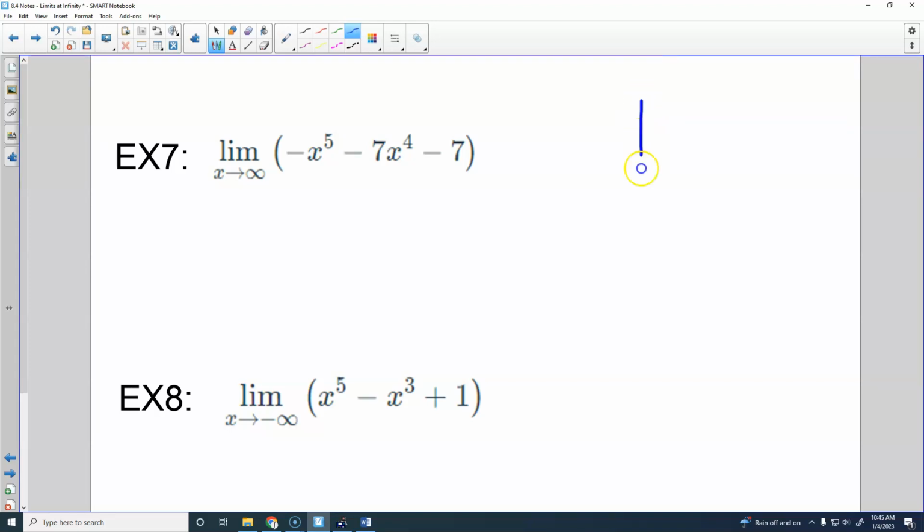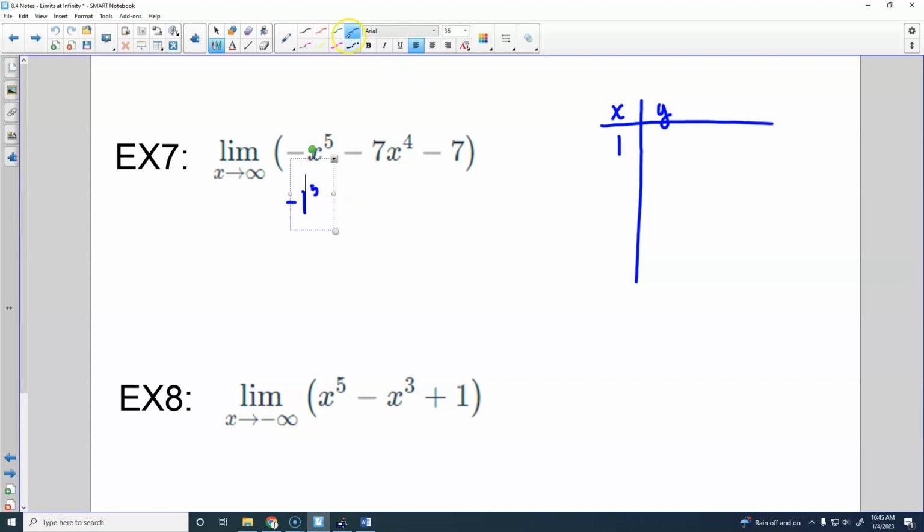If I'm sort of making my own table, we could use the calculator, but I kind of want you to see the numbers plugged in to see what's happening. So if I plug in 1, I've got negative 1 to the 5th minus 7 times 1 to the 4th minus 7 here. And only the 1 is being raised to the 5th, so here you get negative 1. Here you get minus 7, minus 7. So we get negative 15 for that.